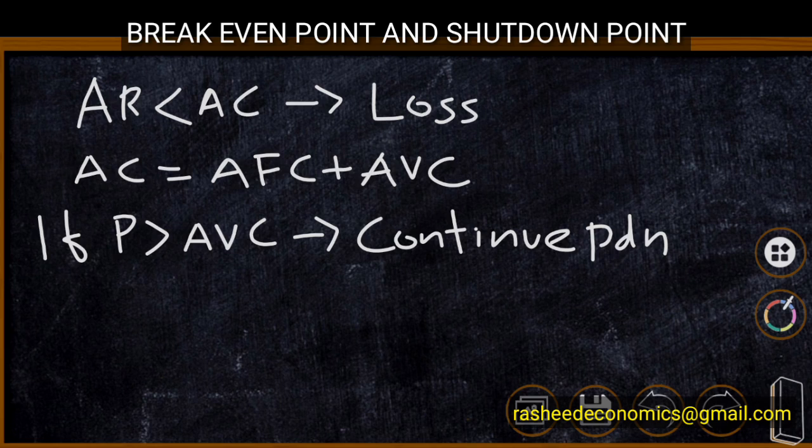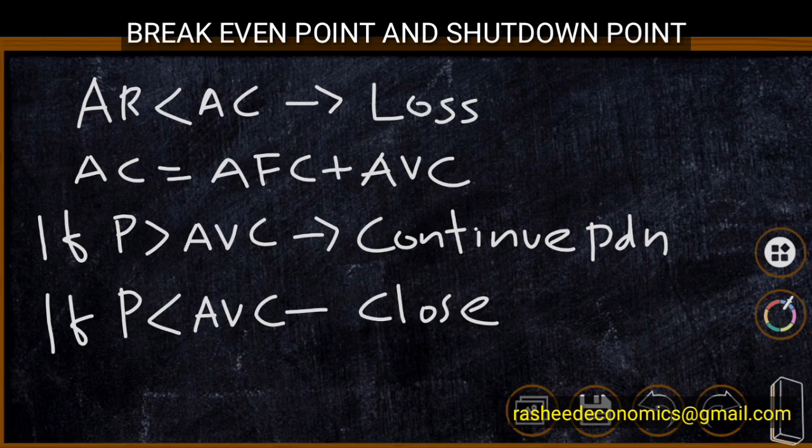Thus we can say that if price falls below average variable cost, it means that the firm is not in a position to get even its running cost from the revenue. That is, price is less than its running cost. Therefore, the firm will have a tendency to close down.